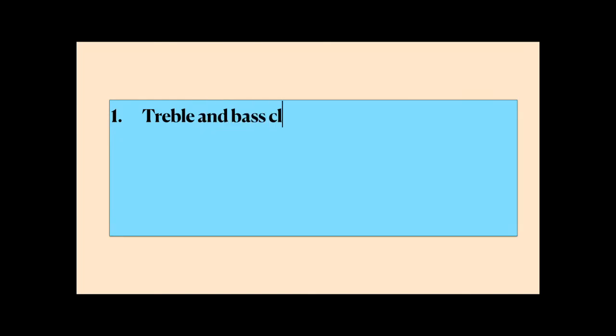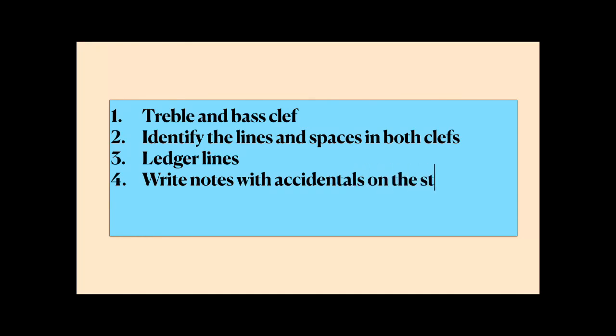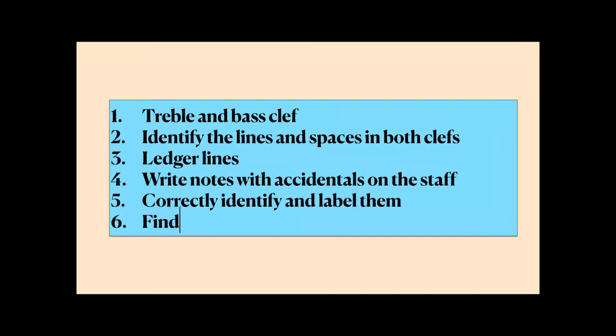To recap what we've talked about today, here's what you need to remember. Treble clef and bass clef. Where are they? What do they look like? How would you write one of your own? You need to be able to identify the lines and spaces in both clefs. You need to be able to write ledger lines and know how to use them. You should be able to write notes with accidentals on the staff.